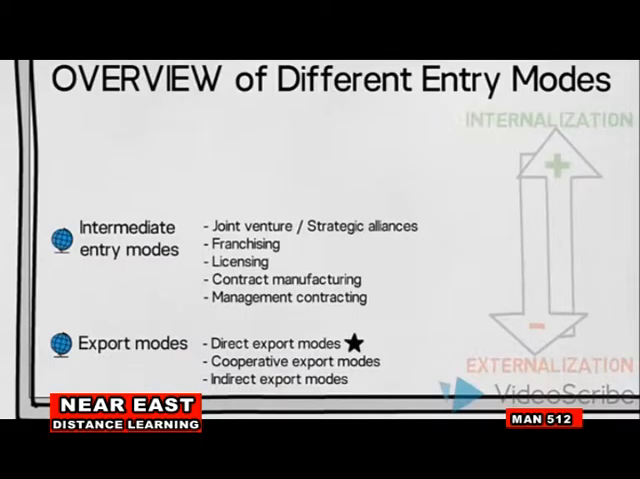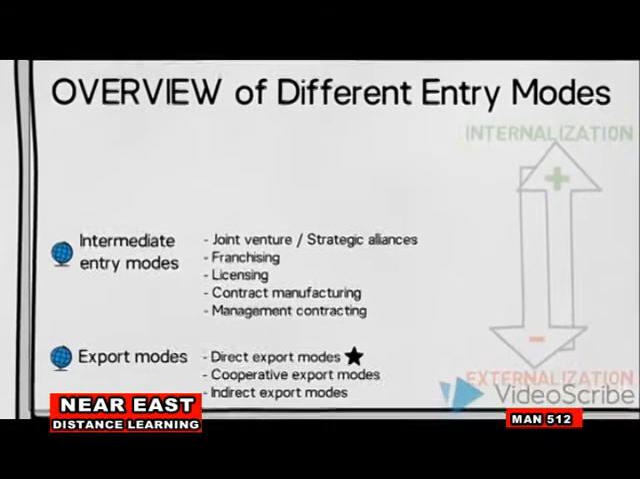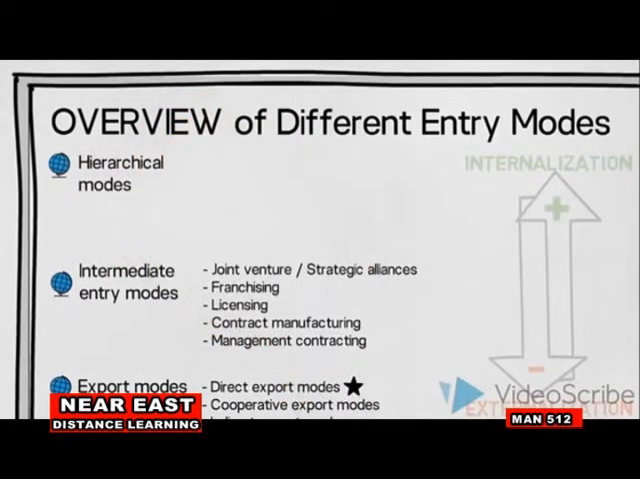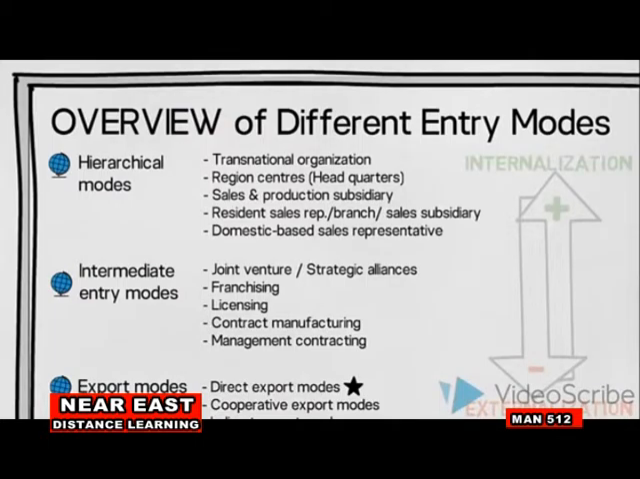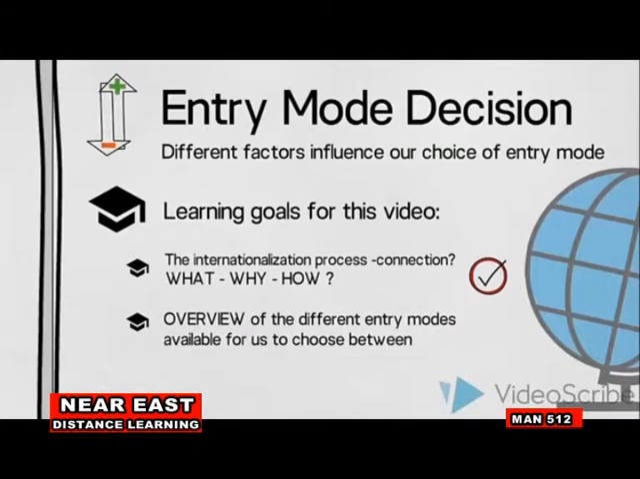Intermediate entry modes include joint venture, strategic alliance, franchising, licensing, contract manufacturing, and management contracting. And finally, with the highest level of internalization, the hierarchical modes: transnational organization, region centers, sales and production subsidiaries, resident sales representative or subsidiary, and domestic-based sales representative. Sales and production subsidiary is the mode initially considered by French Cakes in our example.